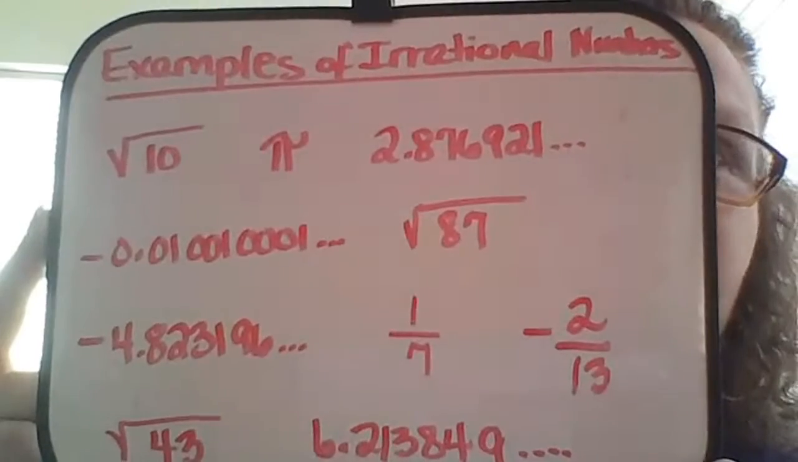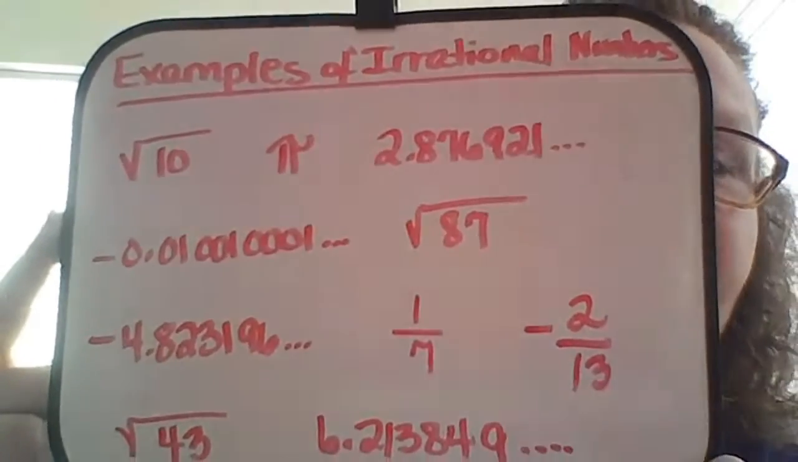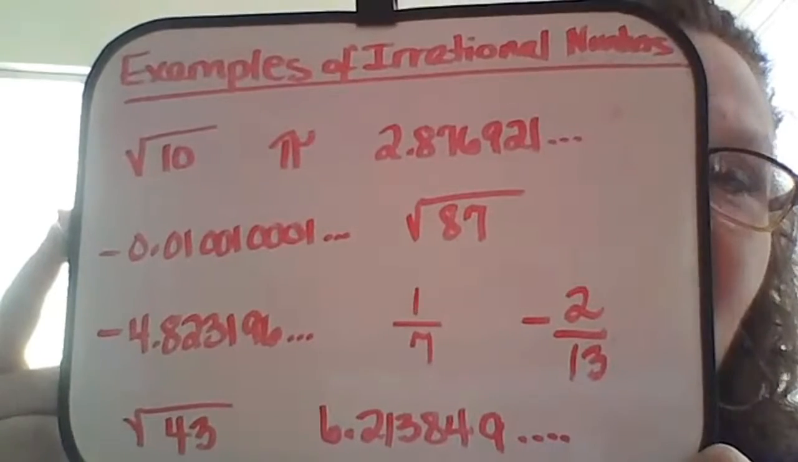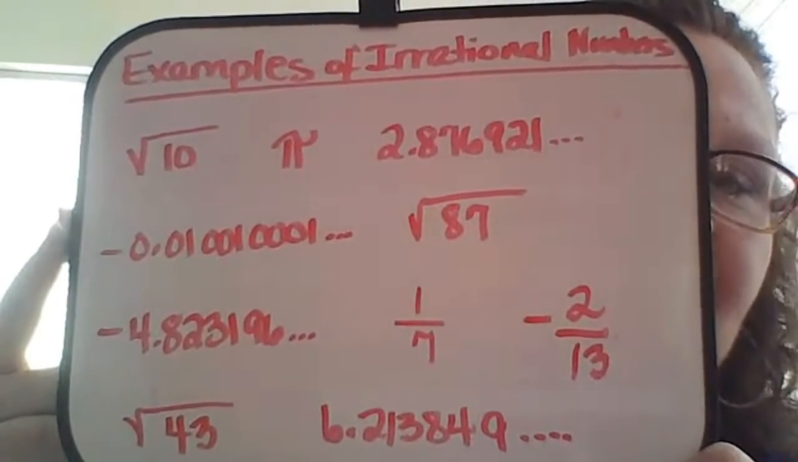2.876921... We know that the dots mean it goes on forever. And if you can see, there's no pattern repeated there. So since it does not repeat, it's irrational.